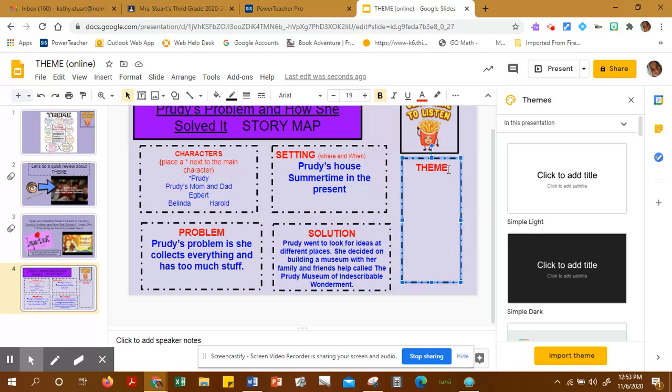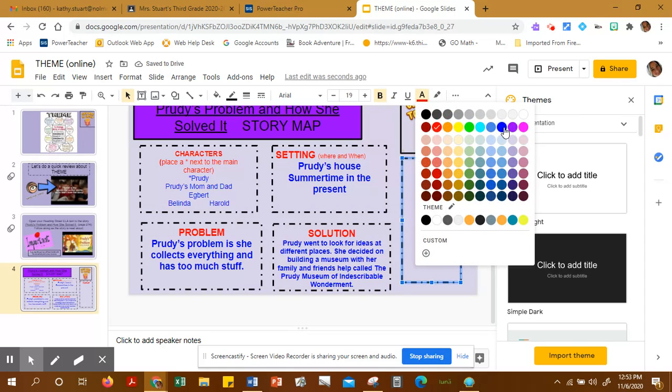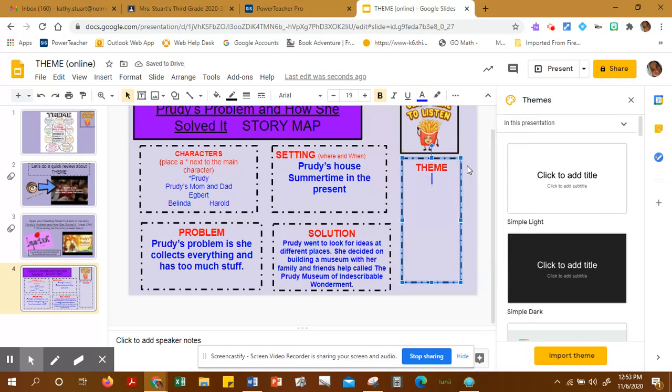Okay, now let's move on to theme. Remember, theme also has to be a complete sentence. So it's not a one-word answer. It has to be a complete sentence. You should not have a name in the theme. So if I put Prudy or anything about Prudy in the theme, then I have a wrong answer. It has to be something that stands for everyone. It's a lesson that we can all learn. Can you think of any theme or anything that we could learn from our story of Prudy's problem and how she solved it?